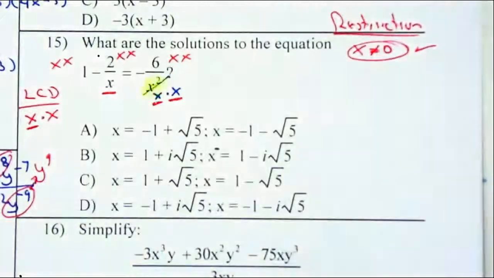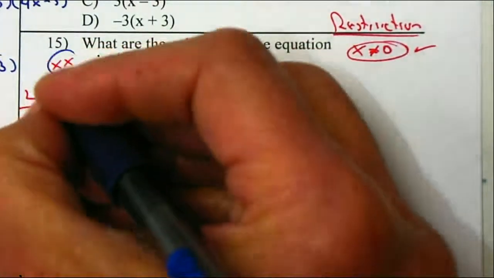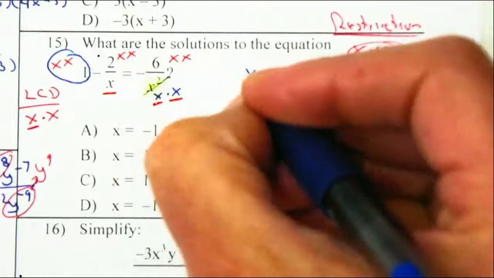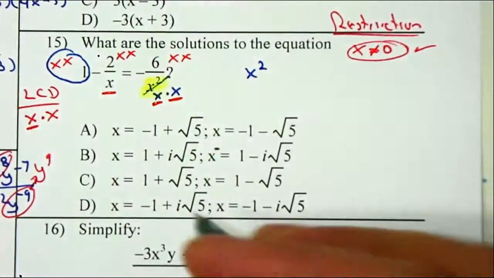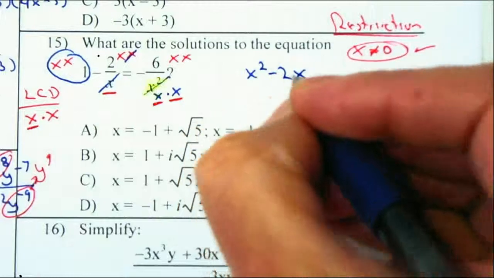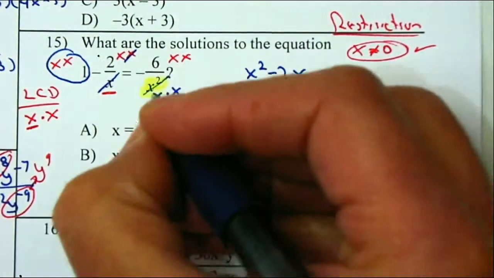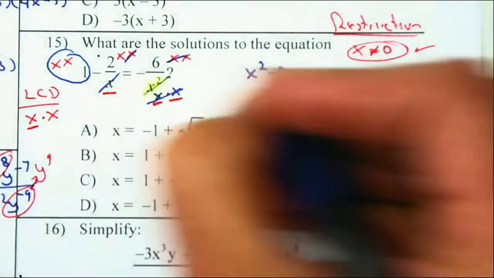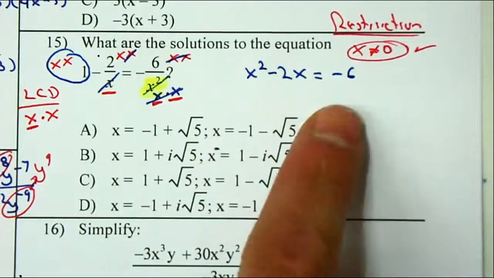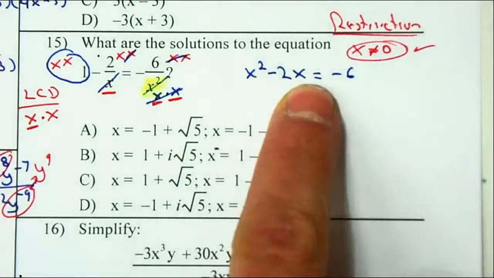On the first fraction, what cancels? Nothing. There's no denominator, so I just have an x squared. On the second fraction, one of the x's cancels, so I just have a negative 2x. On the last fraction, both x's cancel, so therefore I just have a negative 6. Now I can move the negative 6 to the left and try to factor.